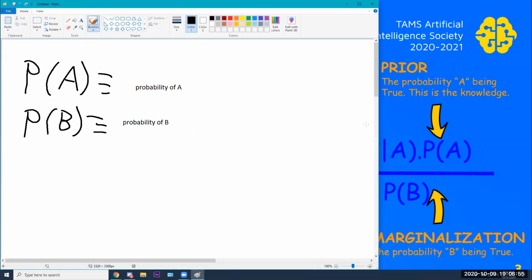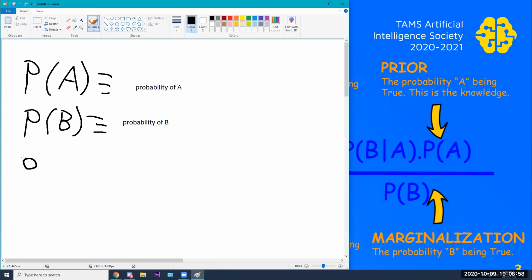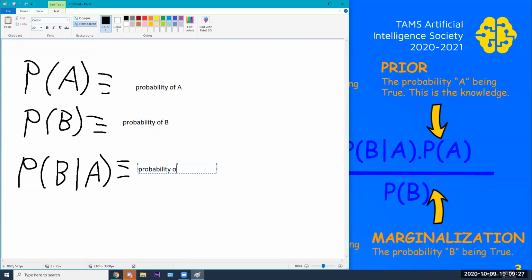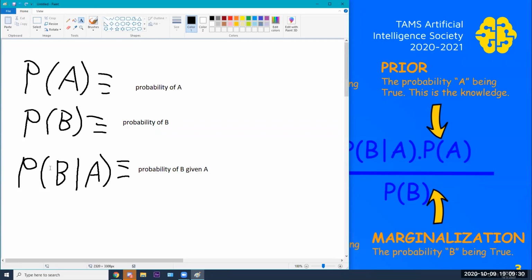And then we have one last notation here, which is probability of B, and then this bar A. So what does this mean? Well, this denotes the probability of B given A. This is the probability that B is true only in the case that A is true. So this is the probability of B, assuming that A is true.